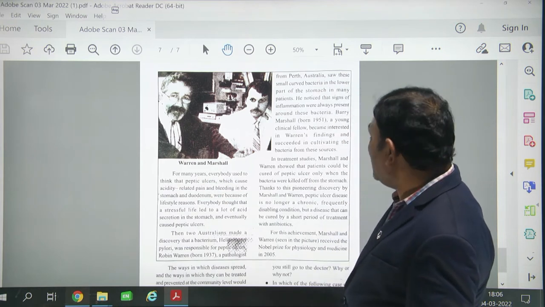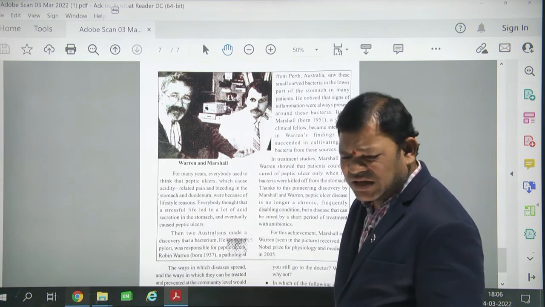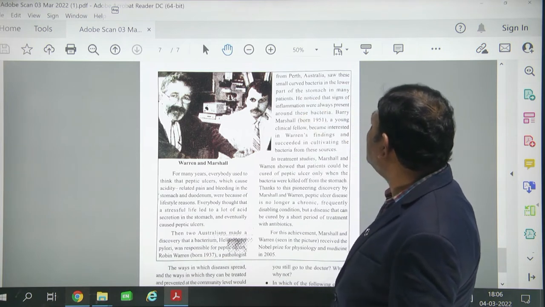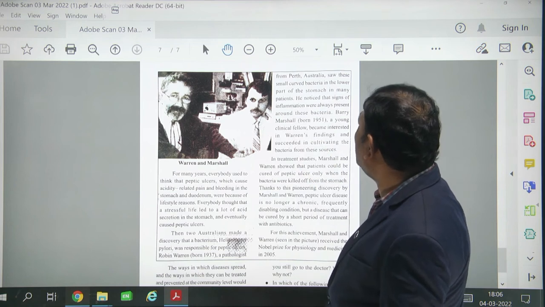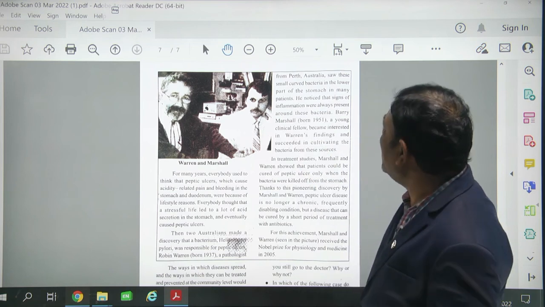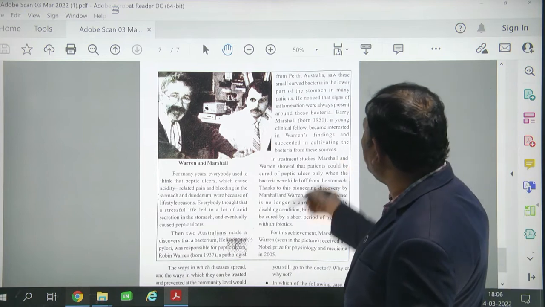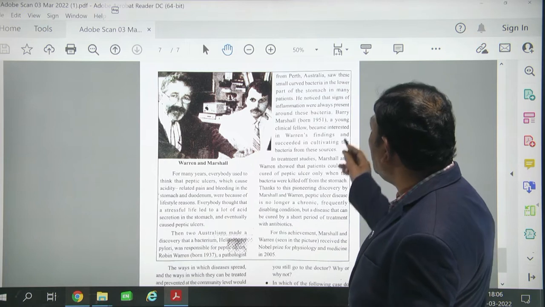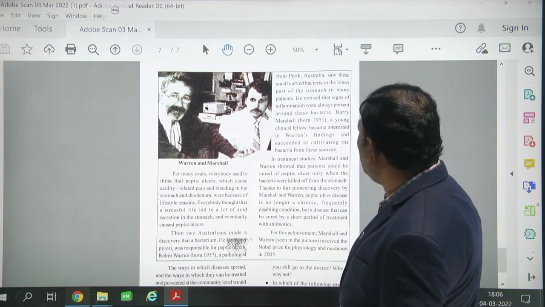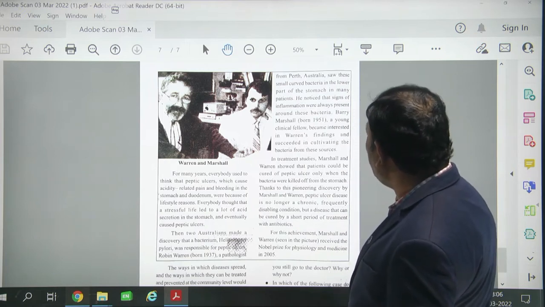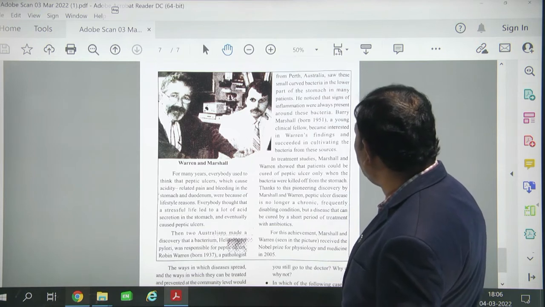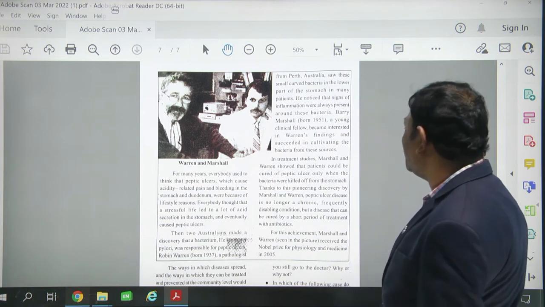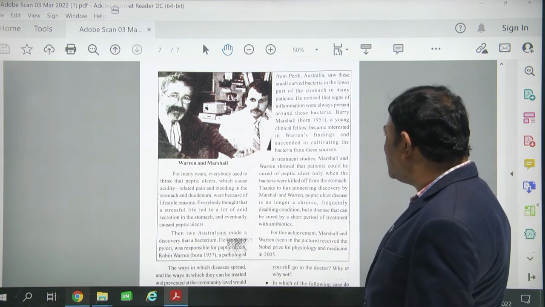Robin Warren, a pathologist from Perth, Australia, saw small curved bacteria in the lower part of the stomach in many patients. He noticed that signs of inflammation were always present around these bacteria. Next, Barry Marshall, a young clinical fellow, became interested in Warren's finding and succeeded in cultivating the bacteria. So these are the two scientists.